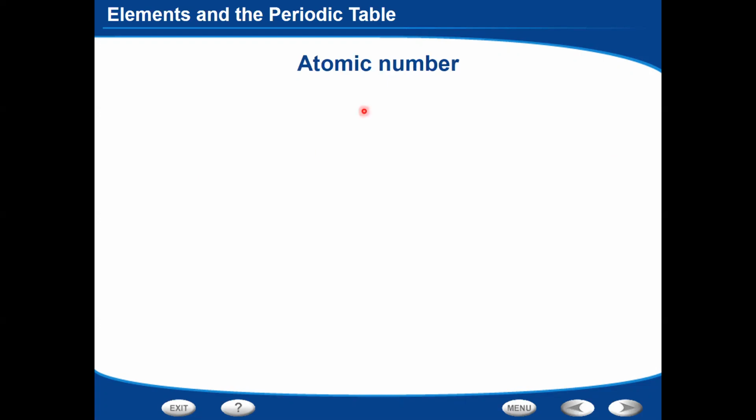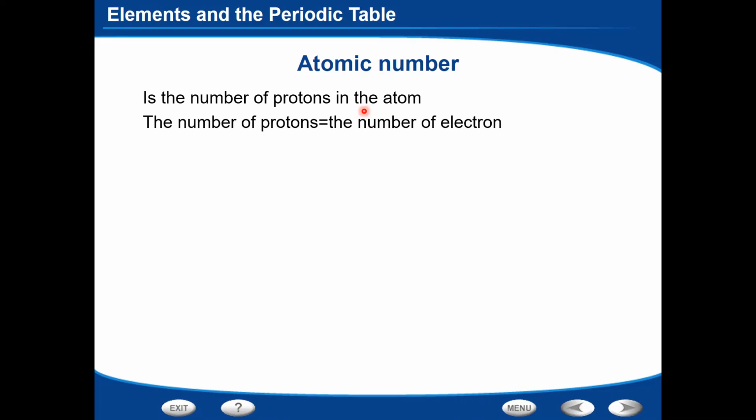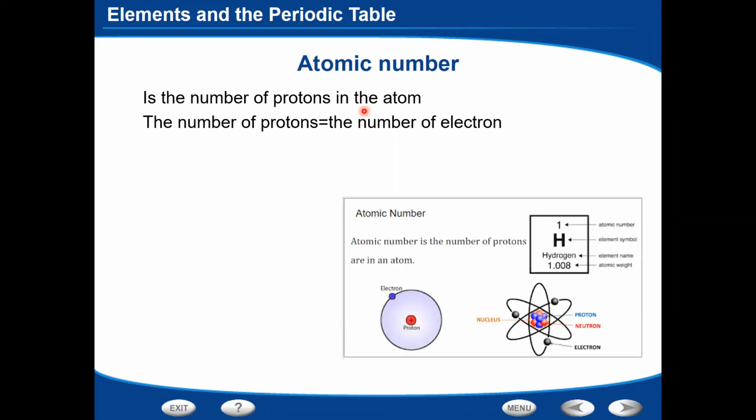I told you there are many important terms to know in this chapter. The first one is atomic number. What's the meaning of atomic number? The number of protons, which equals the number of electrons. They say atomic number is like your fingerprint. For each element, you will never find two elements with the same atomic number. You can identify the element by its atomic number. So atomic number is the number of protons and, at the same time, the number of electrons.